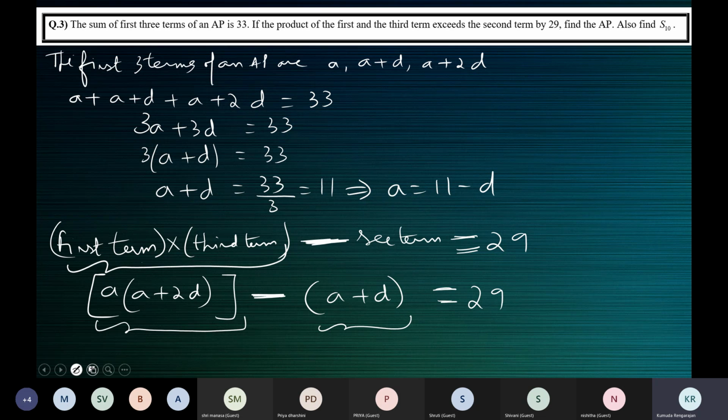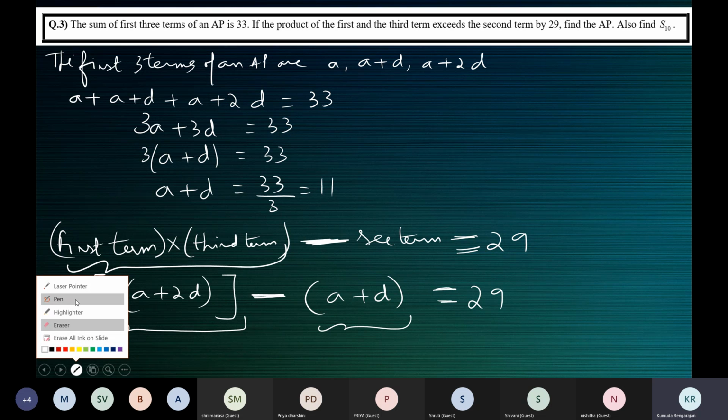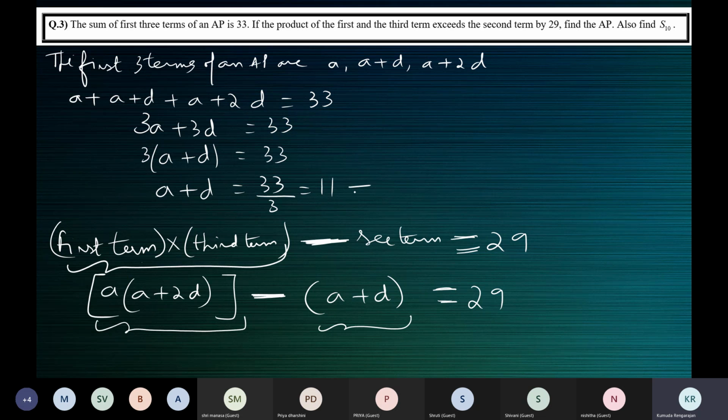How did we get that? See, we have A plus D is equal to 11. That's what I wrote. A plus D is equal to 11, or A is equal to 11 minus D.